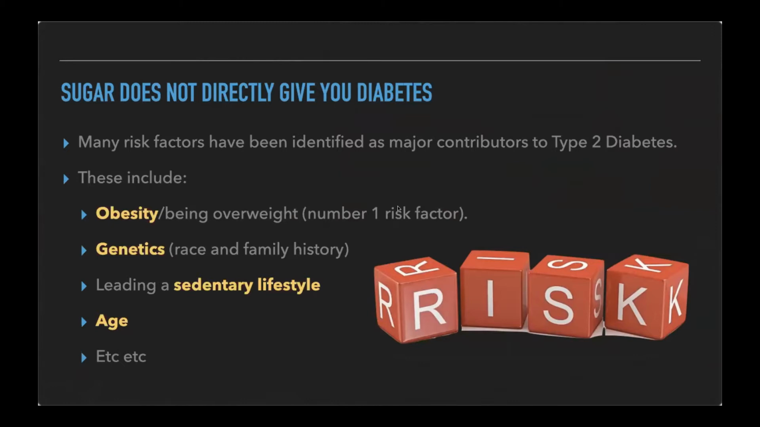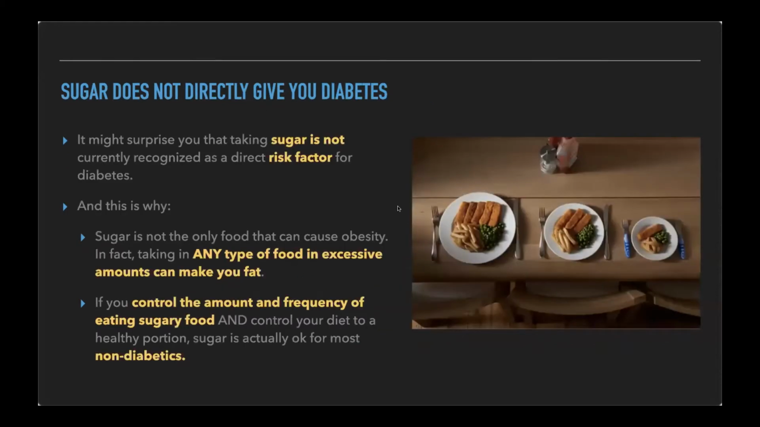Many risk factors have been identified as major contributors to type 2 diabetes, and among them, obesity or being overweight is the number one risk factor. Our genes play a role too, and so does leading a sedentary lifestyle. The less you exercise, the more likely you will end up with diabetes. Age is another factor, among others.